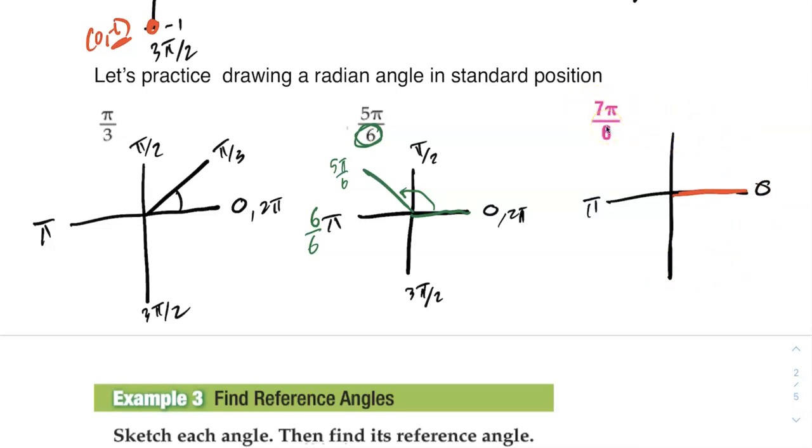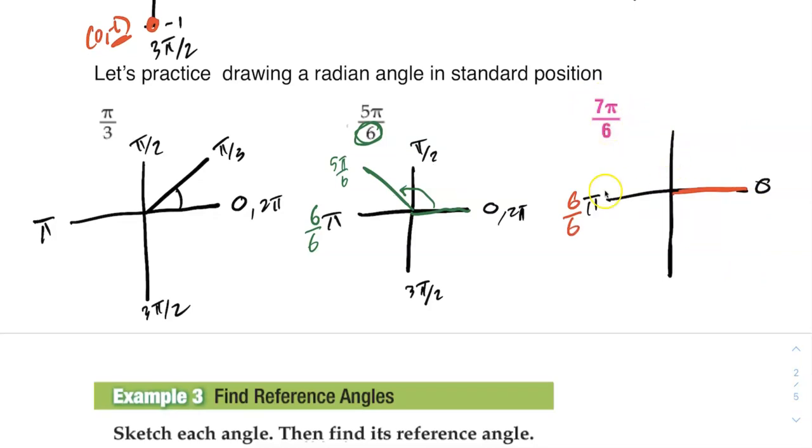So we're going to use the same trick. 7 pi over 6, we're going to make this 6 over 6. What would 7 pi over 6 go if we're going this way? Well, it'll go a little past 6 over 6 to the next quadrant. 7 pi over 6. That's the length from here to here.